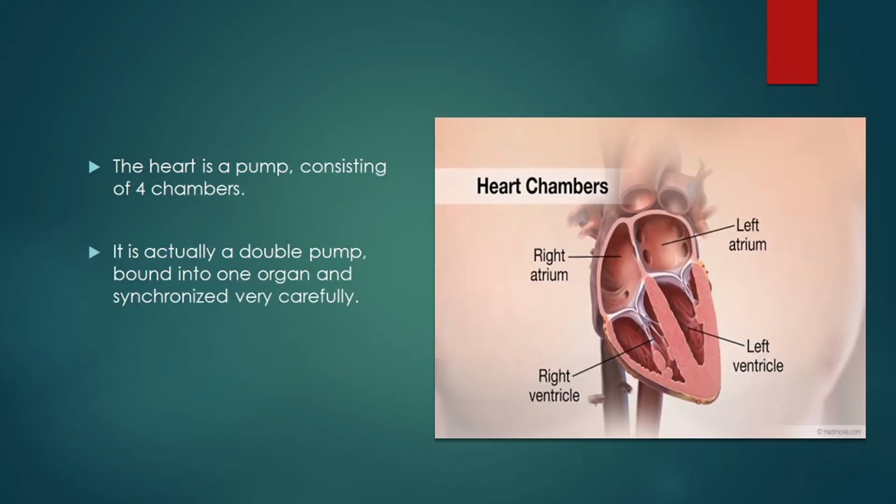The heart is a pump consisting of 4 chambers. It is actually a double pump bound into one organ and synchronized very carefully. The chambers are right atrium, left atrium, right ventricle, and left ventricle, and the 4 chambers are separated by a partition known as the septa.